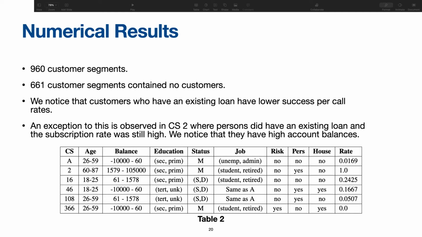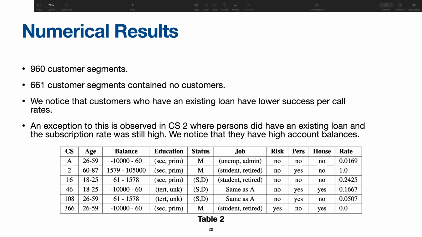So essentially table 2 gives a summary of the various customer segments that we obtained, and we sorted them more or less in descending order. Within these segments here, we list out what the age and balance grouping were, as well as the other groupings for the rest of the features, and then what the values were for risk, personal loan, and housing loan. And then we have at the end there in the last column the success per call rate.